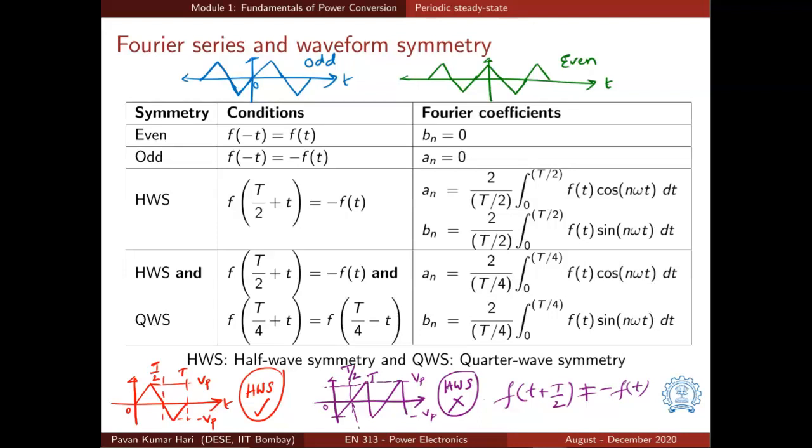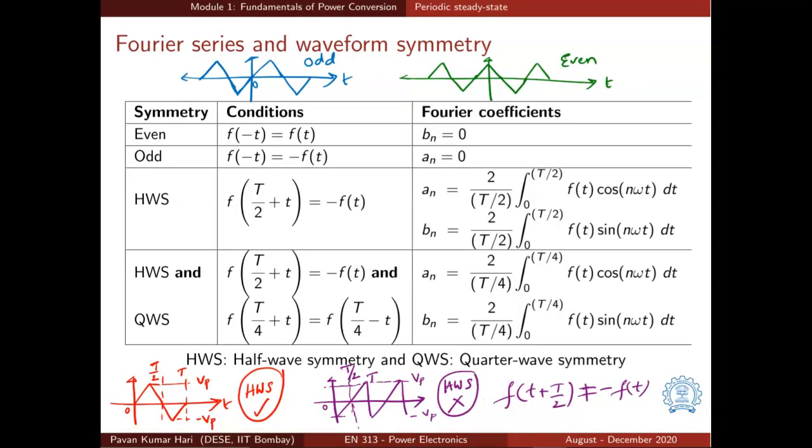Now consider the sawtooth waveform, which is shown in purple color. It is periodic but it does not have half-wave symmetry. Why? Because it does not satisfy the condition f(T/2 + t) = -f(t). Consider the value at t equal to 0. The value of this sawtooth waveform at t equal to 0 is minus V peak, but the value at T/2 is 0. So there the condition is violated. So this sawtooth waveform does not have half-wave symmetry.